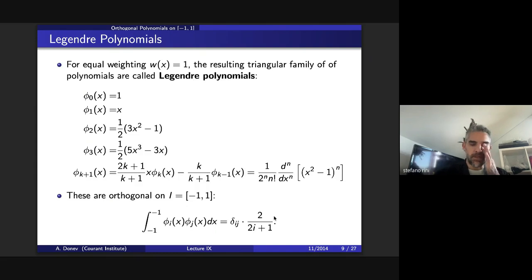And these polynomials are orthogonal in the space -1, 1. And if you take the product, then you see that the weighting coefficient that they have is 2 divided by 2i plus 1.